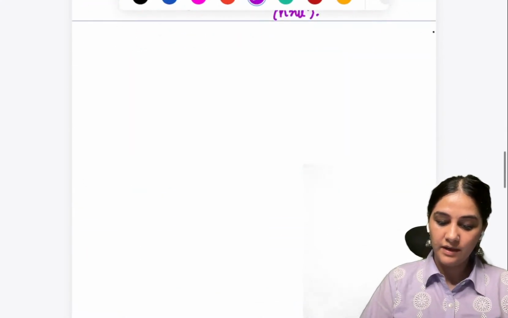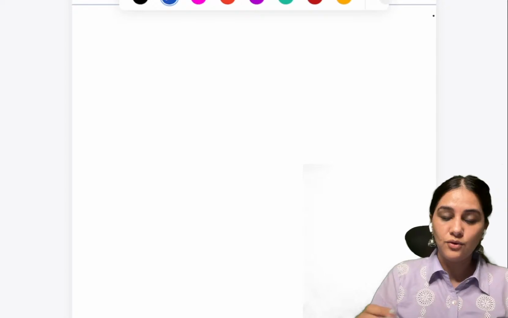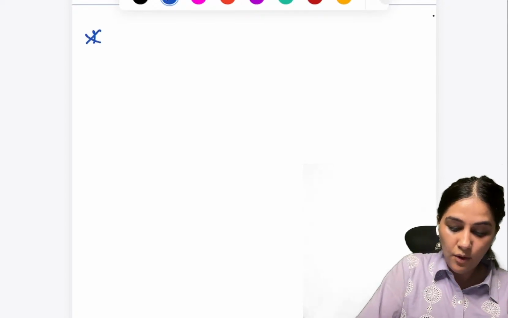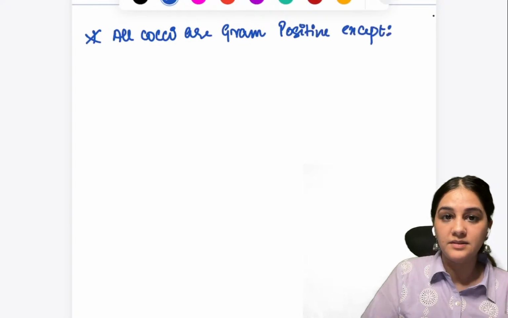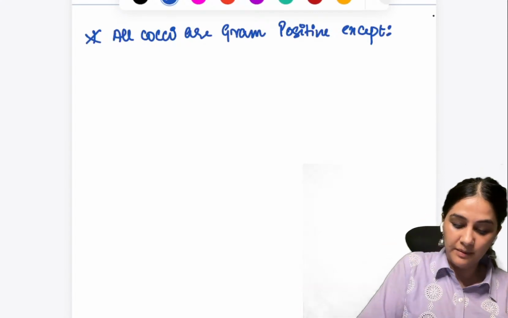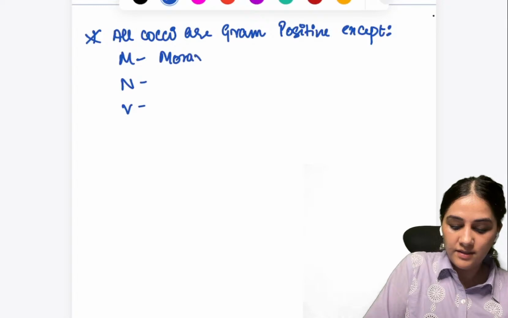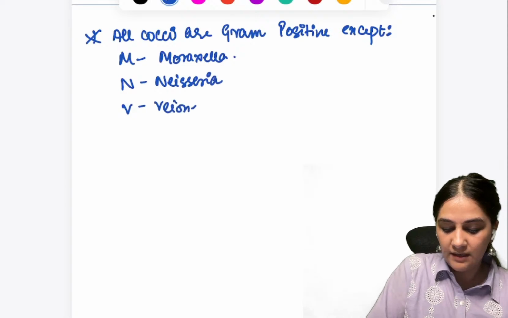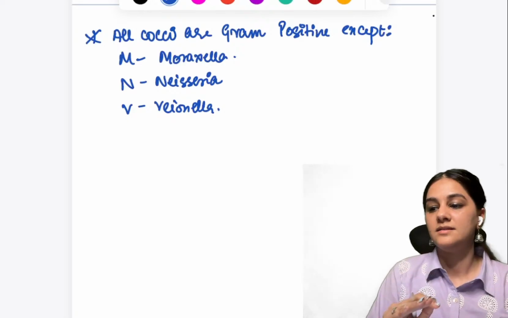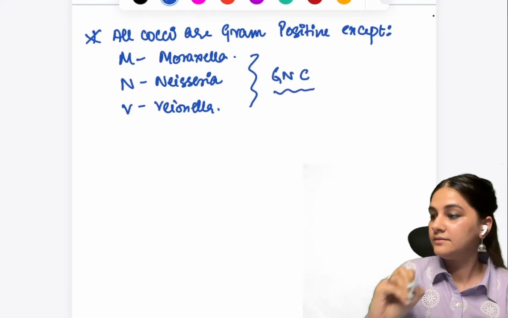So now I want you to remember one thing, and please mark this somewhere because there are a lot of questions that come on this particular thing. So just remember it like this: all cocci are gram positive except three of them, M, N and V. So what is M here? It is Moraxella. N is for Neisseria and V is for Veillonella. So these are just the three organisms that are gram negative cocci.